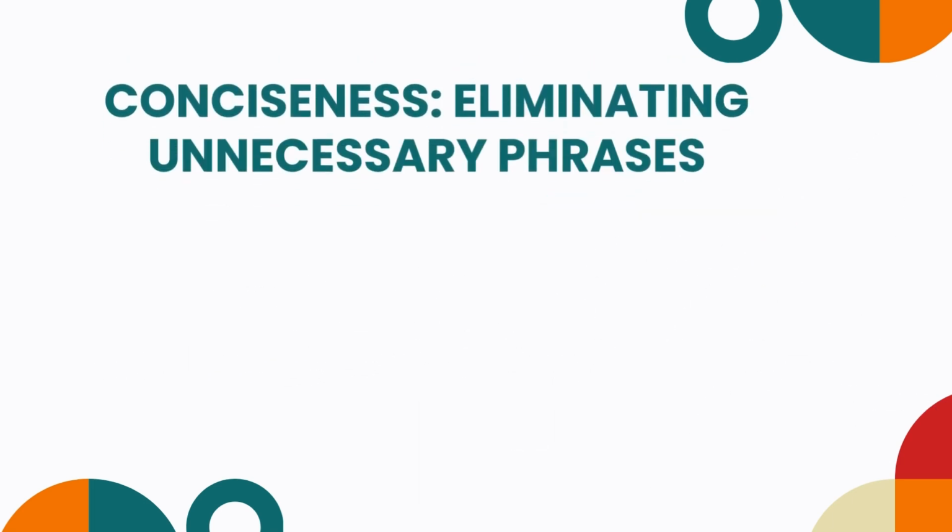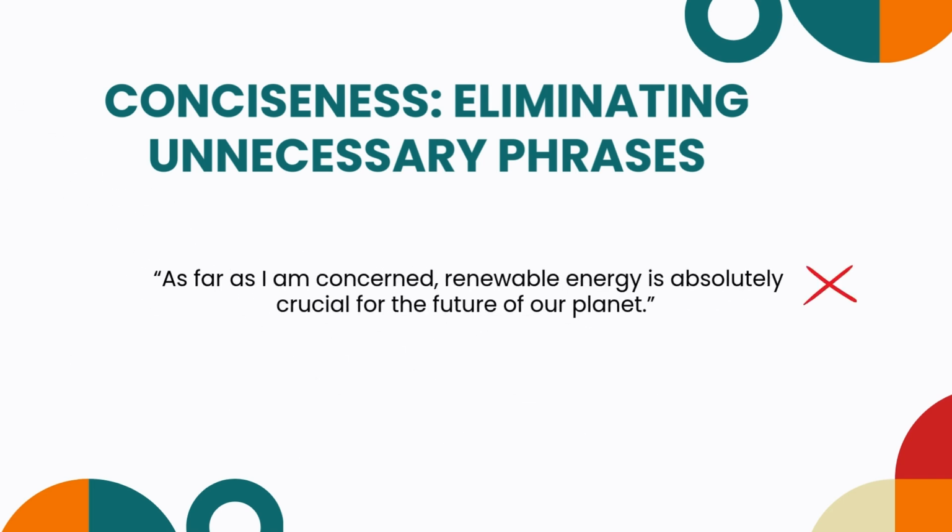Third, eliminating unnecessary phrases. Ali should avoid filler phrases like "in my opinion" or "what I think is," because they don't add value. For example, instead of saying "as far as I'm concerned, renewable energy is absolutely crucial for the future of our planet," Ali can simply say "renewable energy is crucial for our future." By focusing on conciseness, Ali makes his message clearer and more impactful, ensuring his audience stays engaged and grasps the key points.